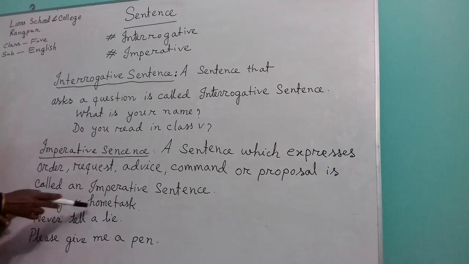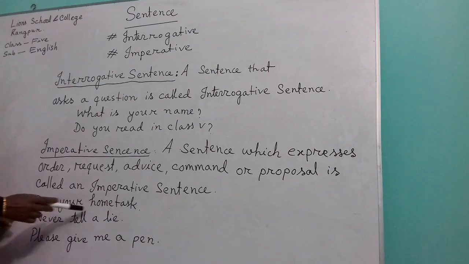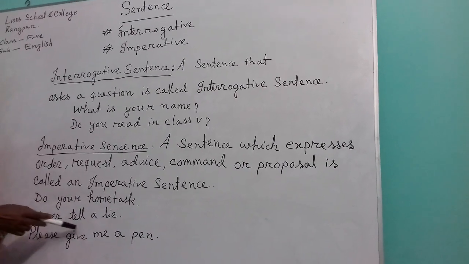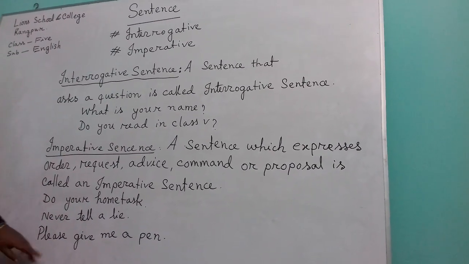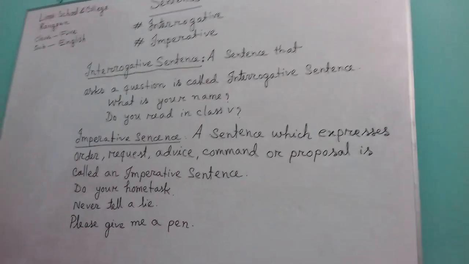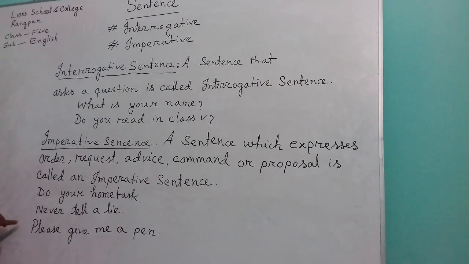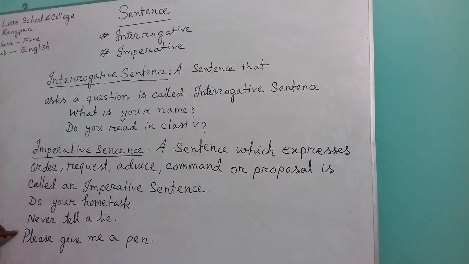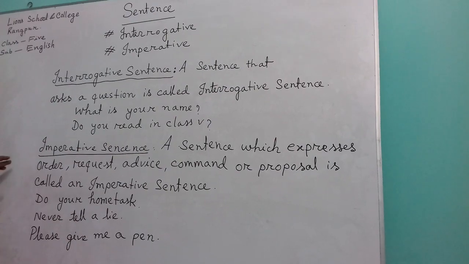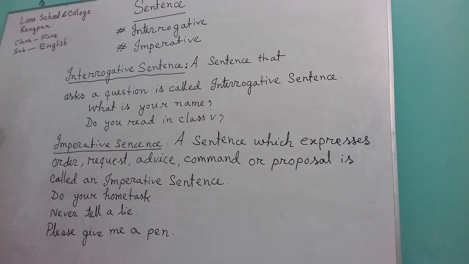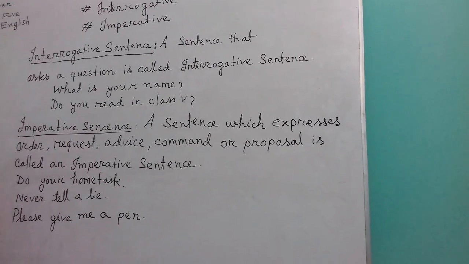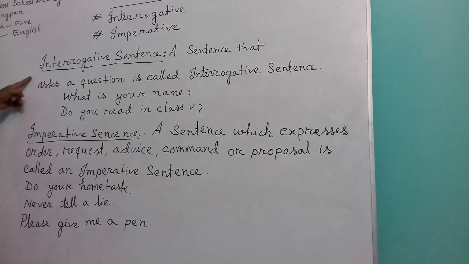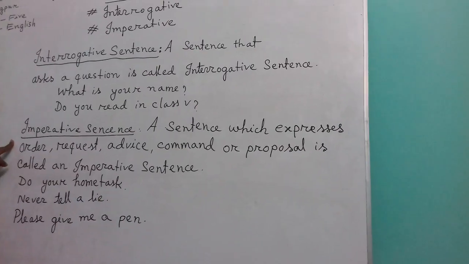Look, dear learner, some example I have written there. Do your homework. Do your home task. তোমার বাড়ির কাজটা করো। Never tell a lie. কখনো মিথ্যা বলিও না। Please give me your pen. অনুগ্রহ করে তোমার কলমটা আমাকে দাও। These are imperative sentence. Dear learner, now we will see how can we identify this sentence. What is interrogative sentence and what is imperative sentence.